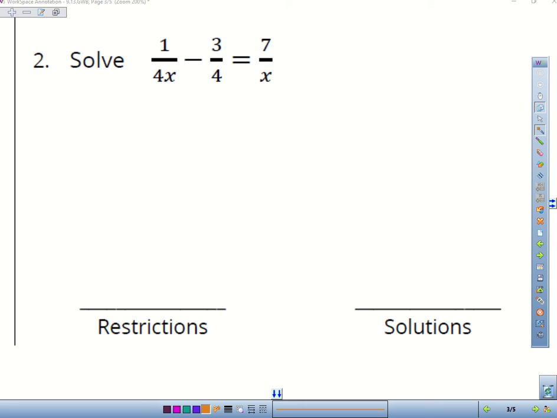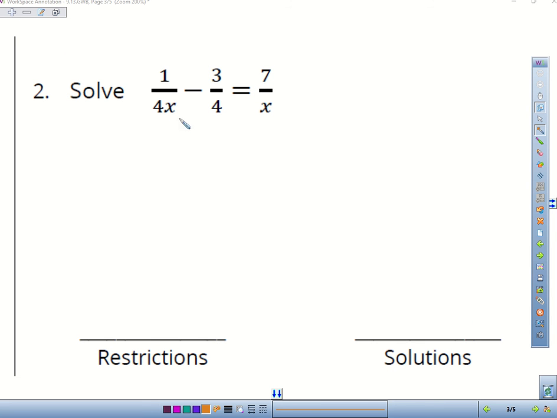All right, so we look at the LCD. That'll be the product of what the other two denominators have, which is 4x. So this one doesn't need anything. But to get this one to have an x in the denominator, we'd have to multiply by the x. And over here, we have to multiply by 4. So you multiply by what the denominator is missing from that denominator. Does everybody see that? So this is going to give me 1 minus 3x equals 28.